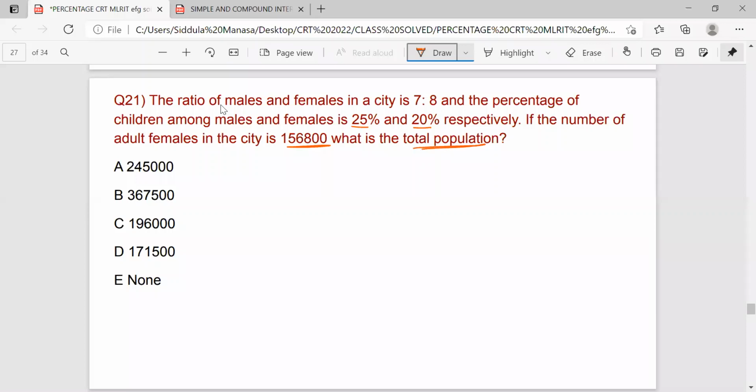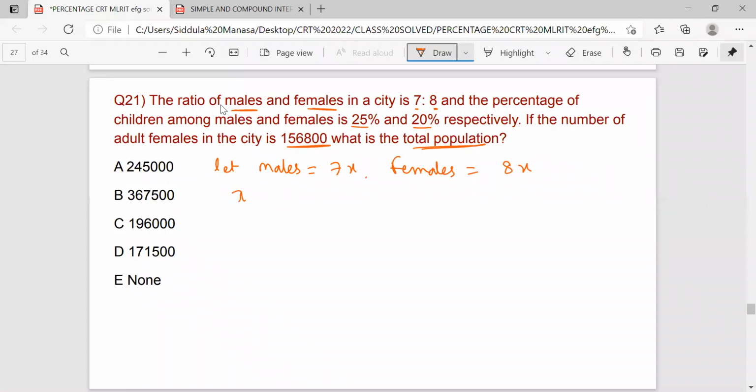So total population, we don't know. Total population is nothing but males and females. Males is 7 parts, females is 8 parts. So let males be equal to 7x and females be equal to 8x.